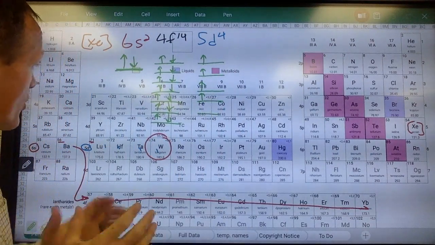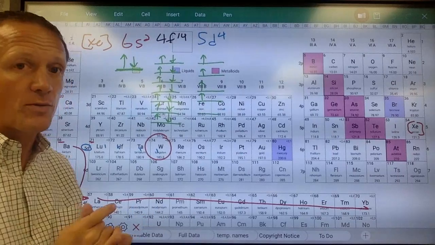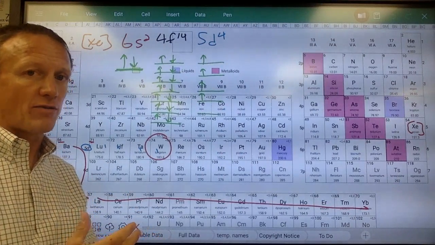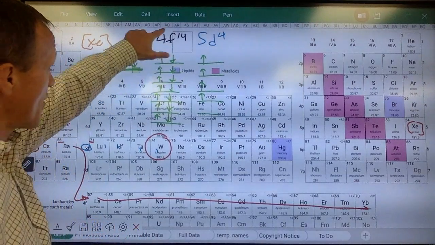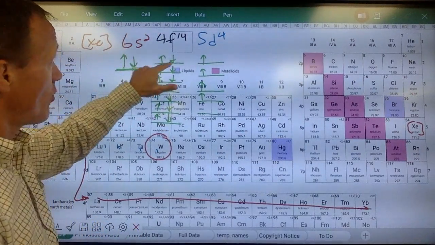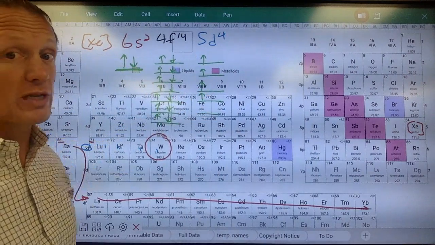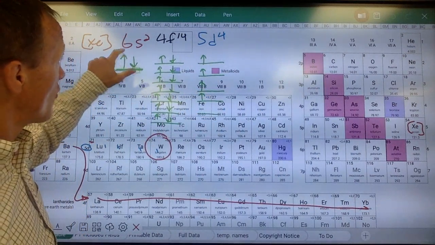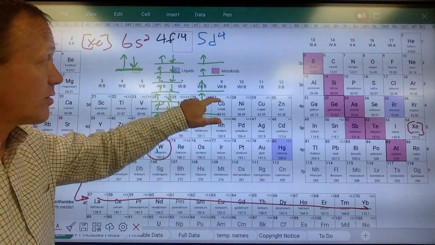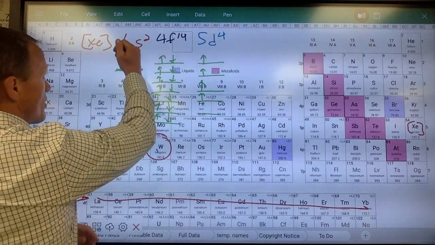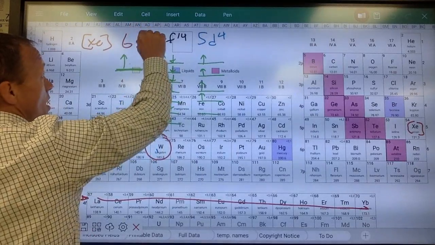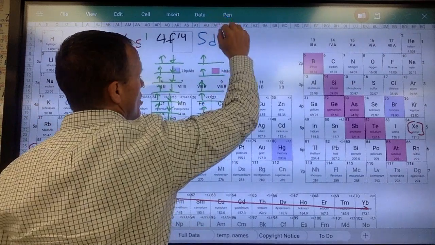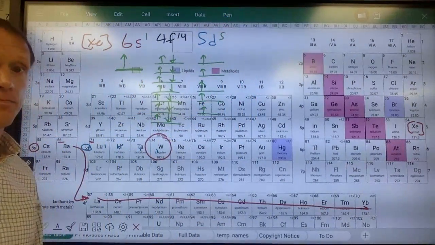As I mentioned earlier, here's one of the weird elements. Probably did this last year, but elements like to have full and half full sublevels. So this sublevel is full. This sublevel is full. This one's not full or half full, but it's really close to being half full. So what can happen is an electron can move from this sublevel to this sublevel. So I'm going to take this electron out of here, so this is now half full, and move that electron up to here. This is now half full.